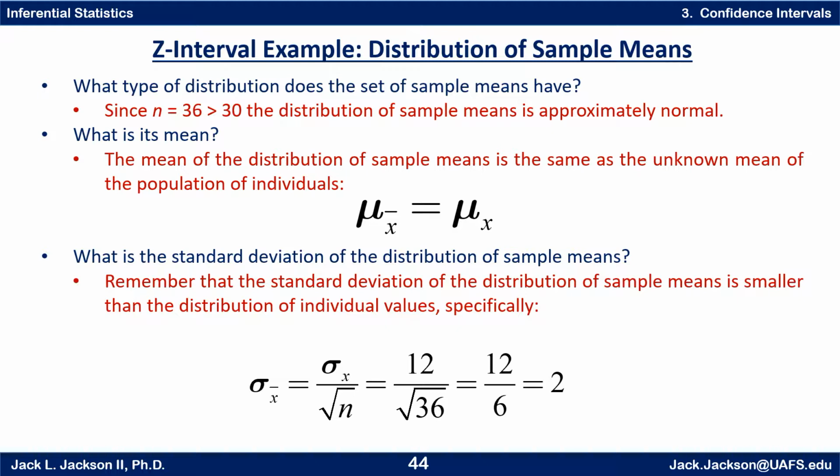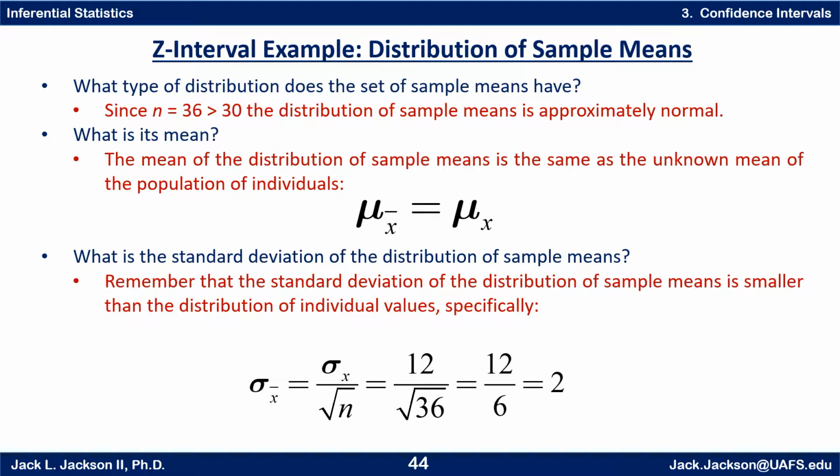Furthermore, we know the mean of the distribution of sample means is the same as the unknown mean of the population of individuals. We know the mean of the x bars is the same as the mean of the individual x's. What's the standard deviation of the distribution of sample means? Well, remember that the standard deviation of the distribution of sample means is smaller than the distribution of individual values. Specifically, the sigma of the x bars is the sigma of the x's divided by the square root of n.